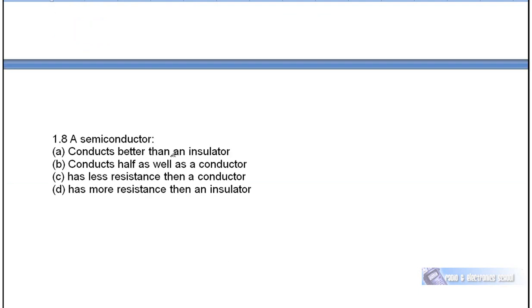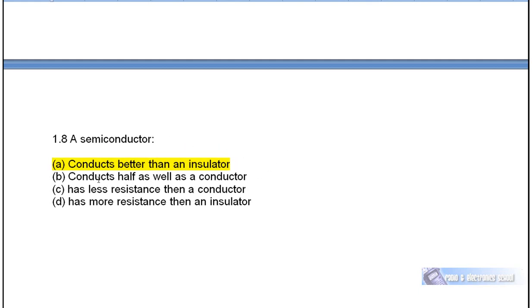Last one, only a very short section this one. 1.8, a semiconductor conducts better than an insulator. Well, a semiconductor is halfway between a conductor and an insulator, so it would conduct better than an insulator. Let's have a look at the other ones and see why they're wrong. Conducts half as well as a conductor. Well, that's just nonsense because we don't even know what the conductor is, so it doesn't conduct half as well as a conductor. Has less resistance than a conductor?